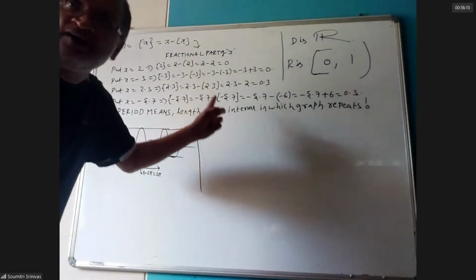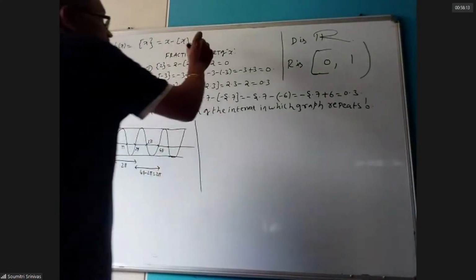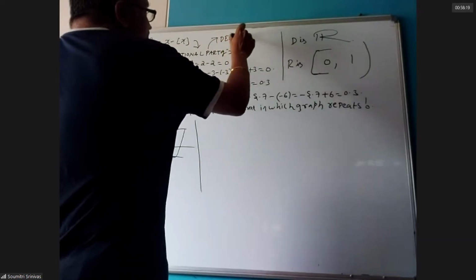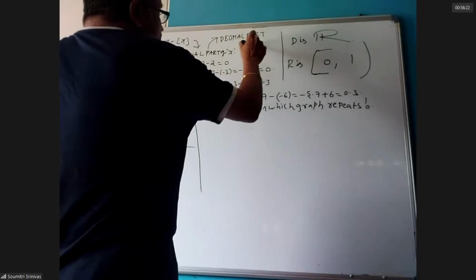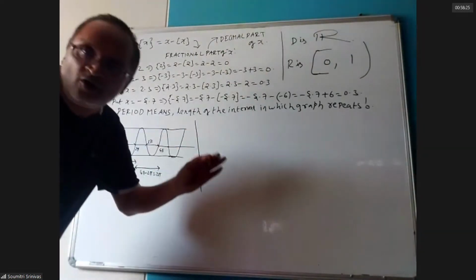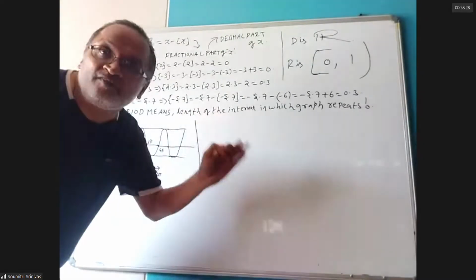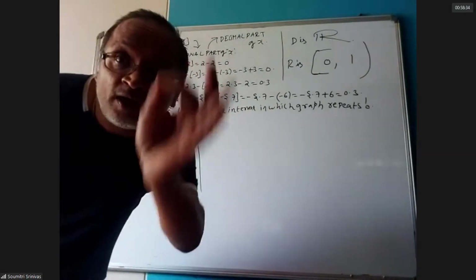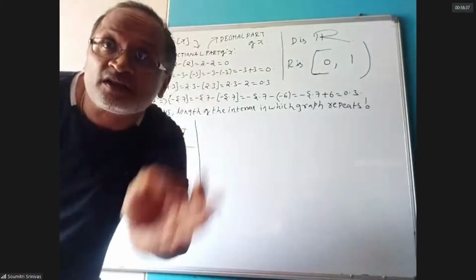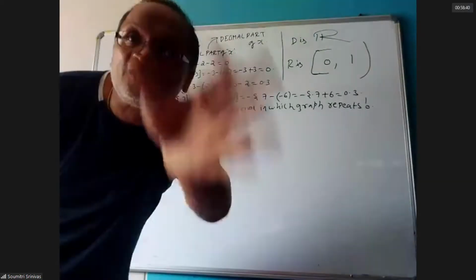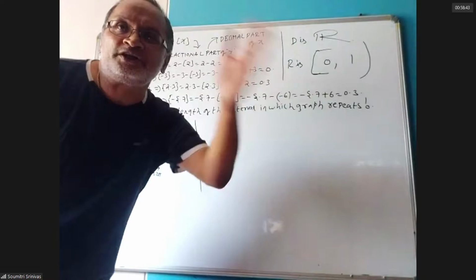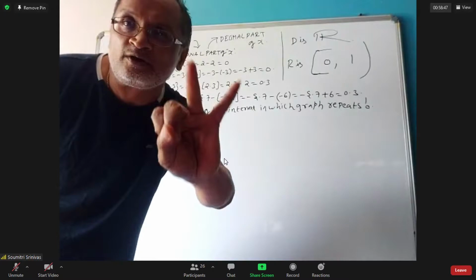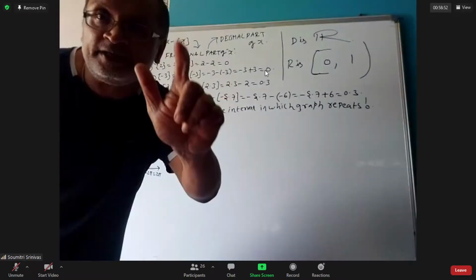This is the fractional part of x. One more name is called the decimal part of x. This is the only function other than trigonometric which is periodic. All trigonometric functions are periodic: sin x, 2 pi; cos x, 2 pi; tan x, pi; cot x, pi; secant x, 2 pi; cosecant x, 2 pi.